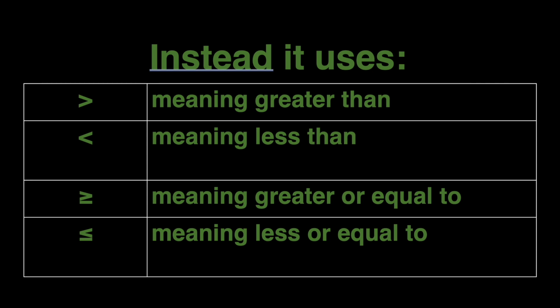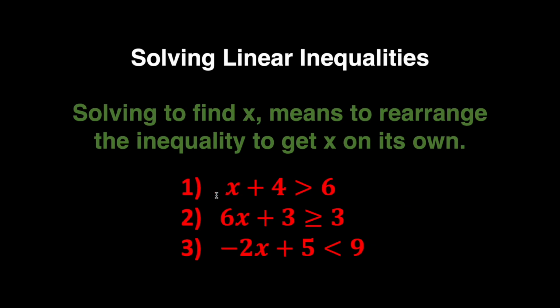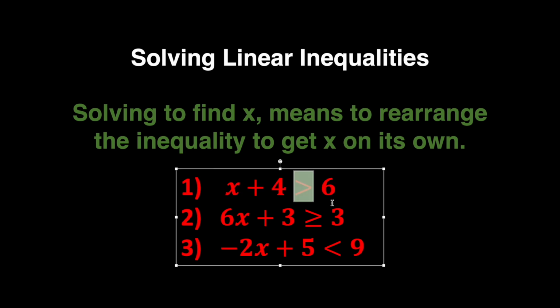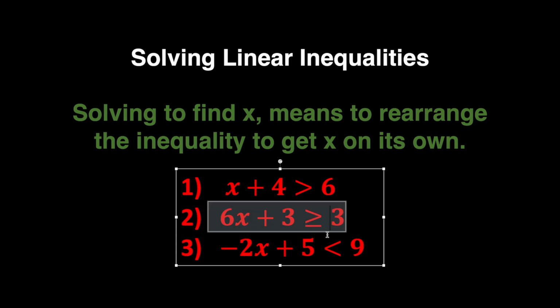So you may be familiar with the signs on the left. Their meanings are greater than, less than, greater or equal to, or less than or equal to. That's what these signs mean. Each one means a different thing. So these are what linear inequalities look like. They look like normal linear equations, except instead of an equal sign, we have this different sign.